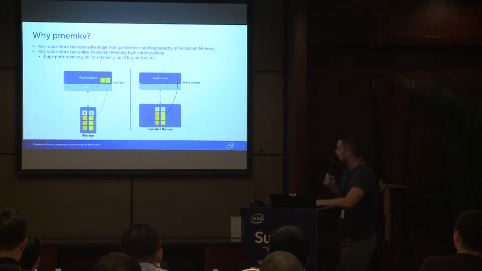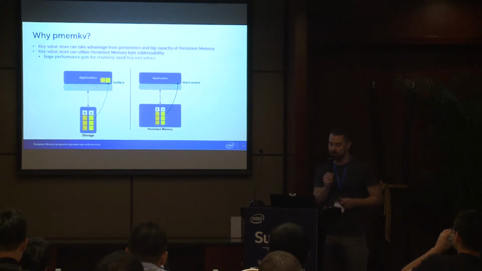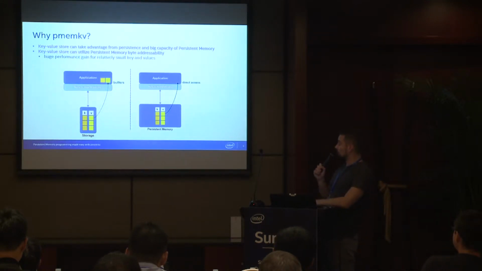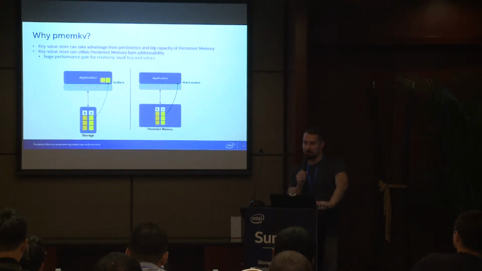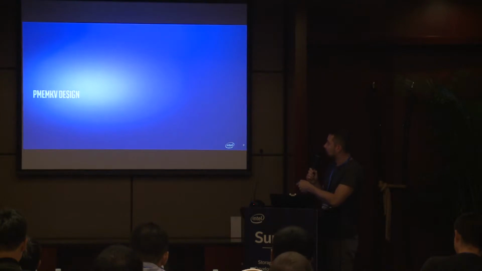And if we have a local persistent memory key-value data store, we can have direct access. So we can very easily take advantage of persistent memory byte addressability. So that was basically the reason why we created this library, to complete the PMDK library dataset and to take advantage of the facts I just listed. Let's move on to Pmemkv design.